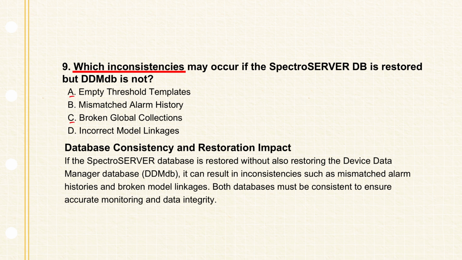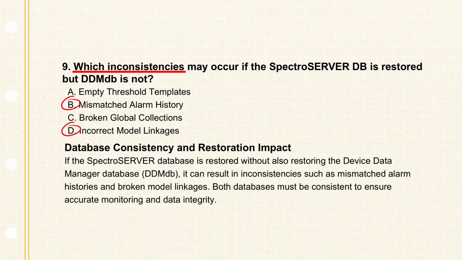And incorrect model linkages. The Spectre server DB defines how devices are connected, the topology. The DDMDB has granular details about those devices. If they're out of sync, the links or relationships shown in Spectrum might not reflect the actual device states recorded in the DDMDB. So the network map is wrong, essentially. In a way, yes, or at least inconsistent with the detailed device data. It leads to inaccurate monitoring, potentially missed problems, or false alarms. You're operating with conflicting information, which can be worse than having no information at all.